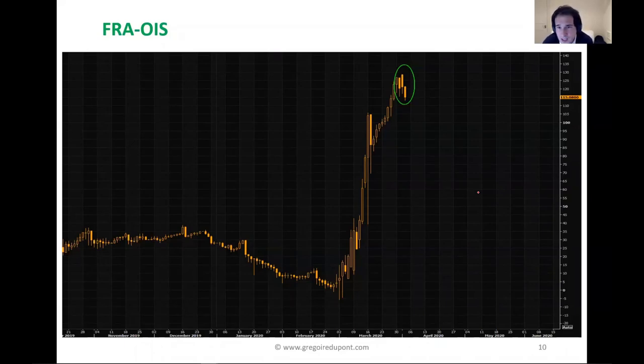And again, the FRA is the forward rate agreement, where the key rate is the 3 months. And the OIS is the overnight index swap rate. So that is a proxy to understand how costly it will be for banks to borrow in the future. So it's worse than last week. It's a bit better than a couple of days ago. Still, the situation is not great.